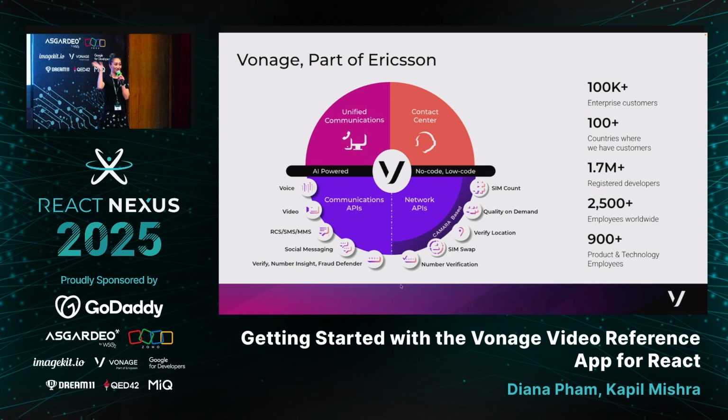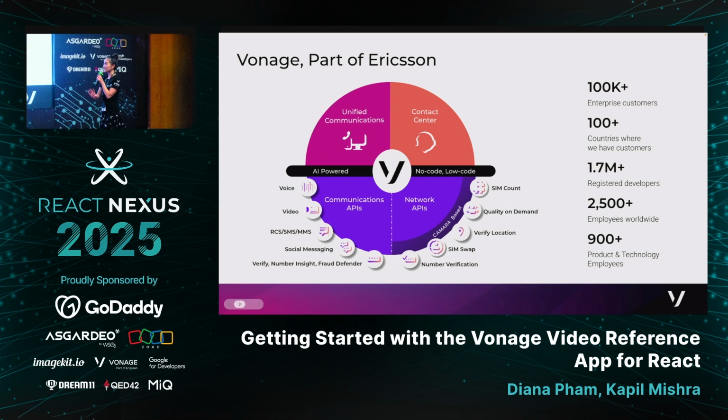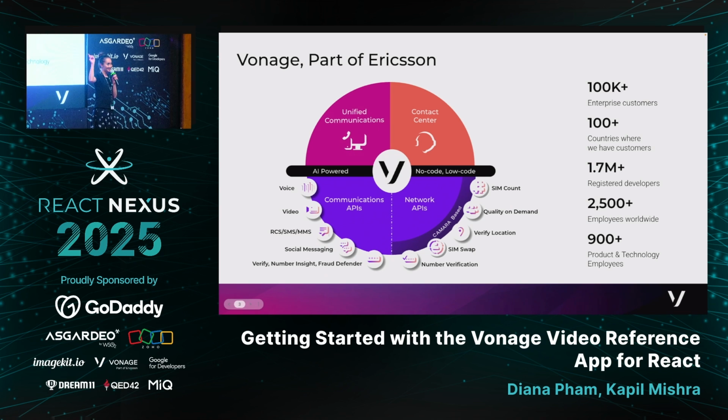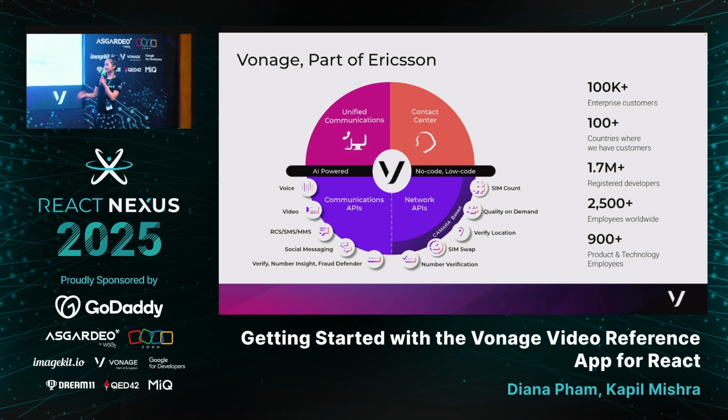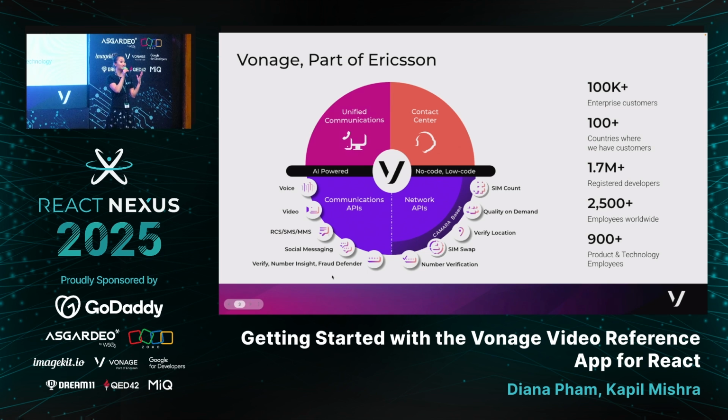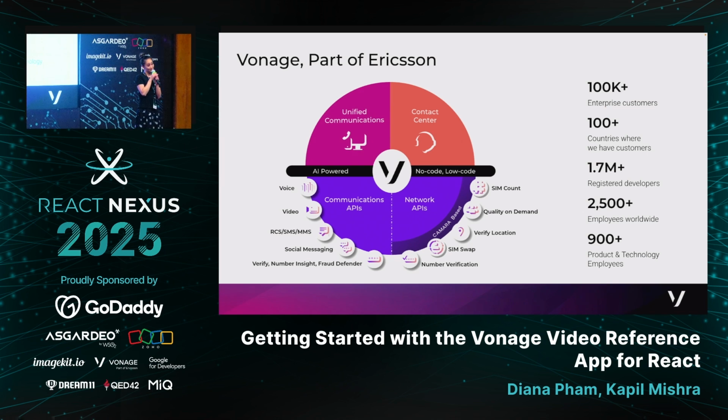As for Vonage, if you're not familiar yet, we do telecommunication APIs and also the contact center. As for developers, we do a lot of telecommunications. So over here, we have voice, video, RCS, or MMS, which is similar to having WhatsApp as a platform, Viber or Facebook Messenger, and some social messaging. Since our acquisition by Ericsson, we also moved on to providing things called network APIs, and those are coming out.